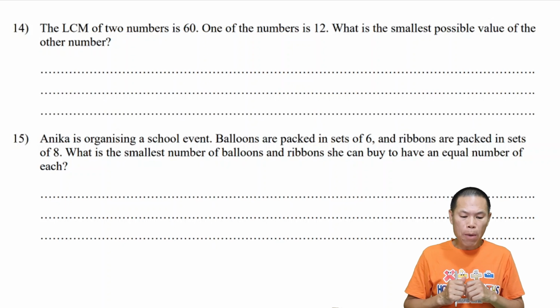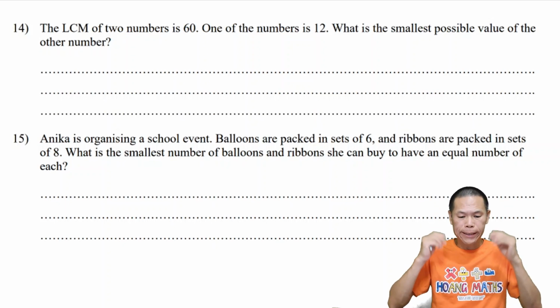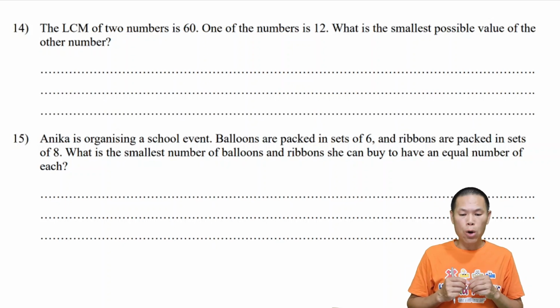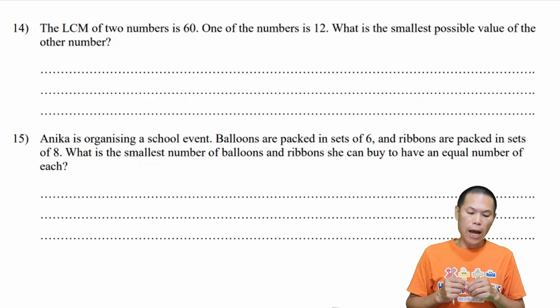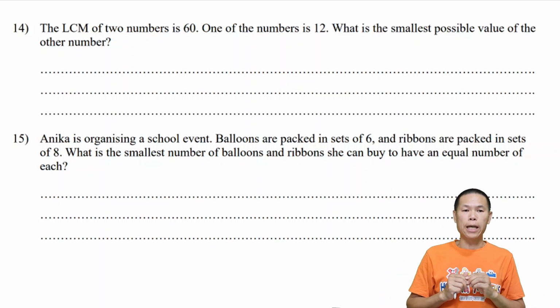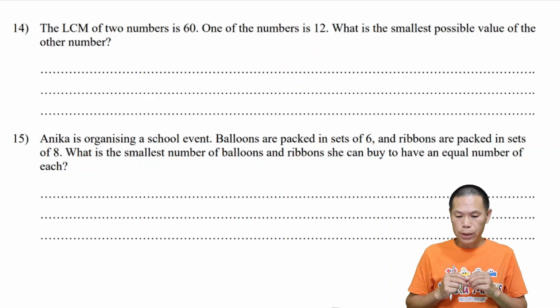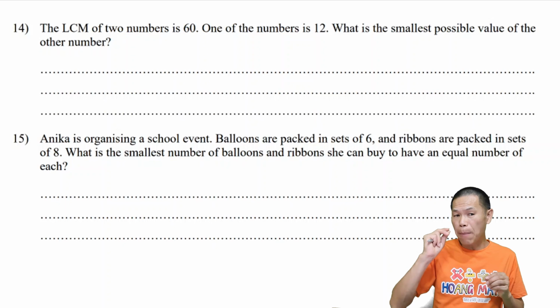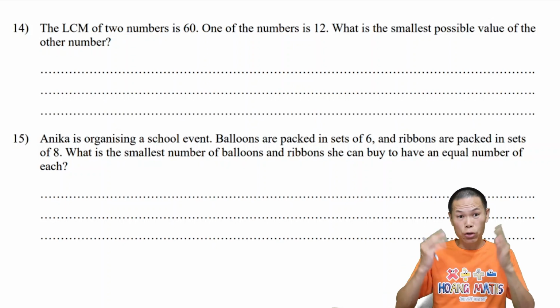The lowest common multiple of 2 numbers is 60. One of them is 12. What is the smallest possible value of the other number? Again, we just need to list out the factors of 60. And then we know that one of them is 12. So 12 times a number should give me 60. Okay, so it should be 5.